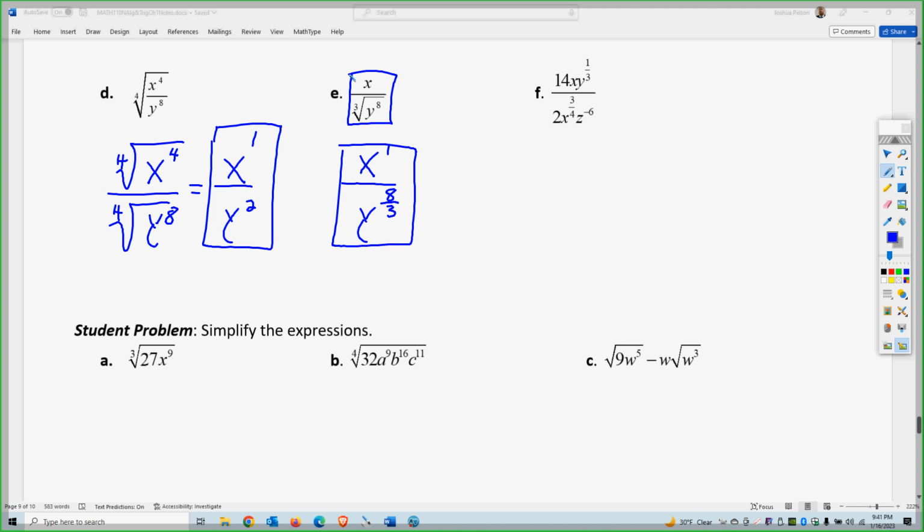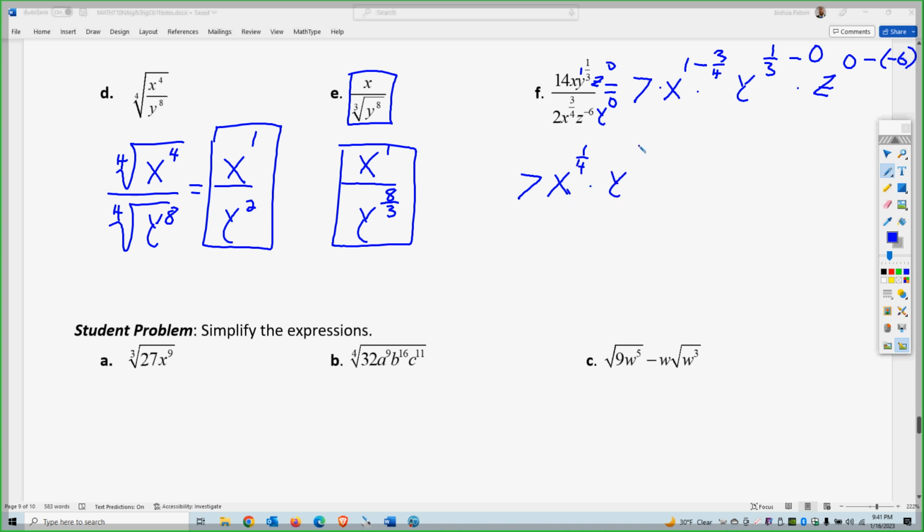All right, lastly, 14 divided by 2 is 7. So this is x to the 1 minus 3/4. And then the y is 1/3 minus 0, because there are no y's in the bottom. And this is z to the 0 minus -6, because there are no z's on the top. So just put them in as placeholder values. So 7x to the 1/4, because 1 minus 3/4 is 1/4, times y to the 1/3 times z to the 6th, and that's good enough.